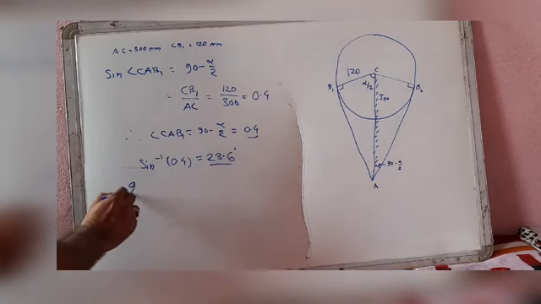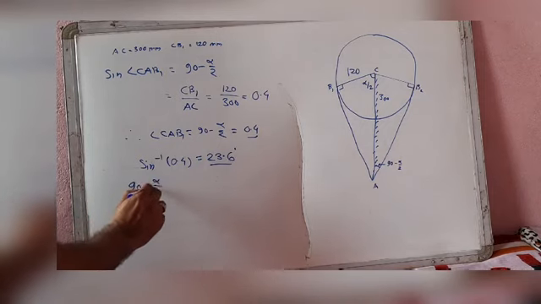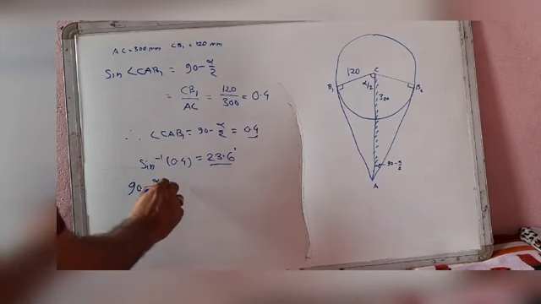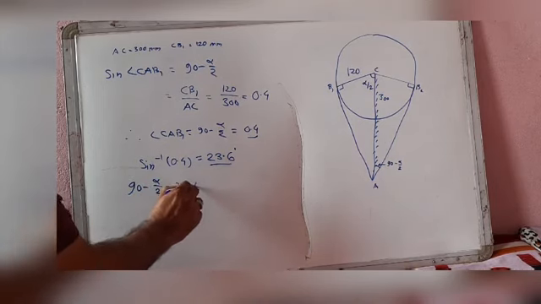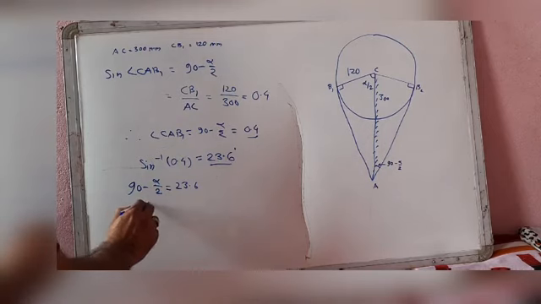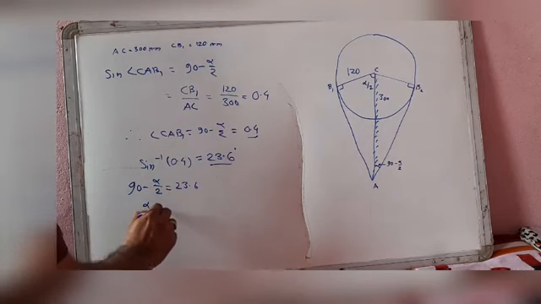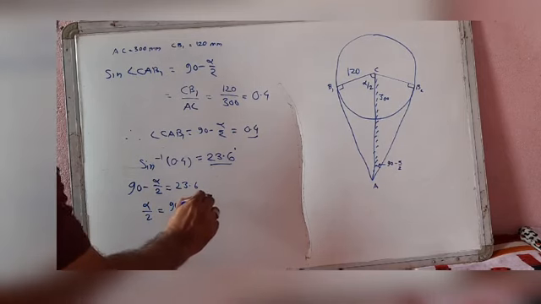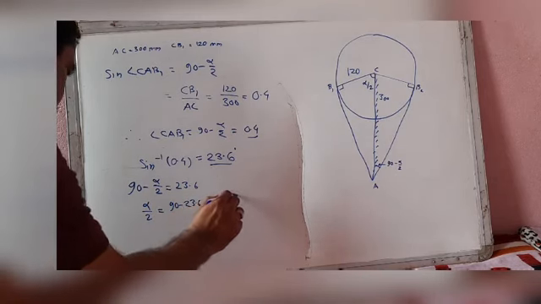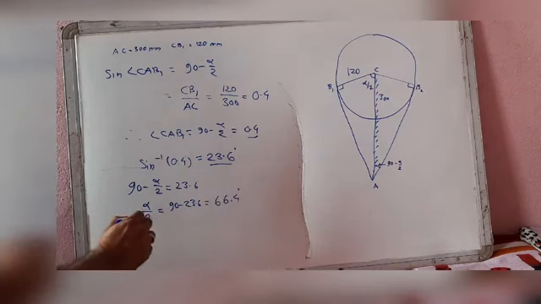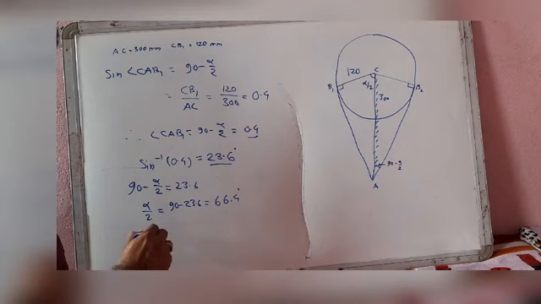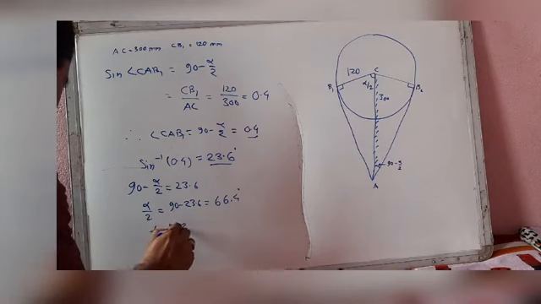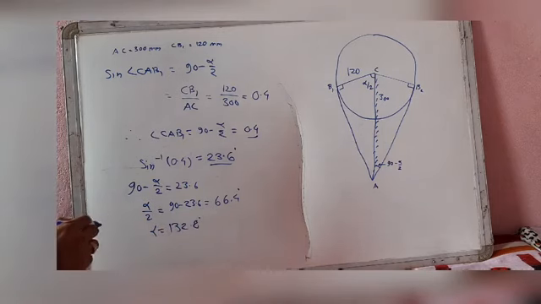So 90 minus alpha by 2 equals 23.6. So alpha by 2 equals 90 minus 23.6, which equals 66.4 degrees. So alpha equals 132.8 degrees, which is the answer.